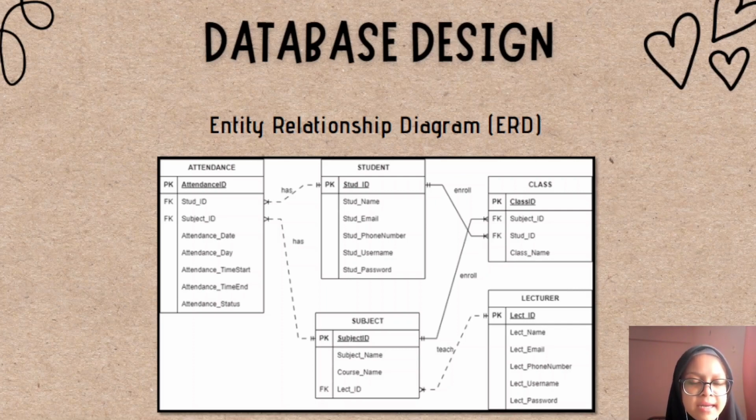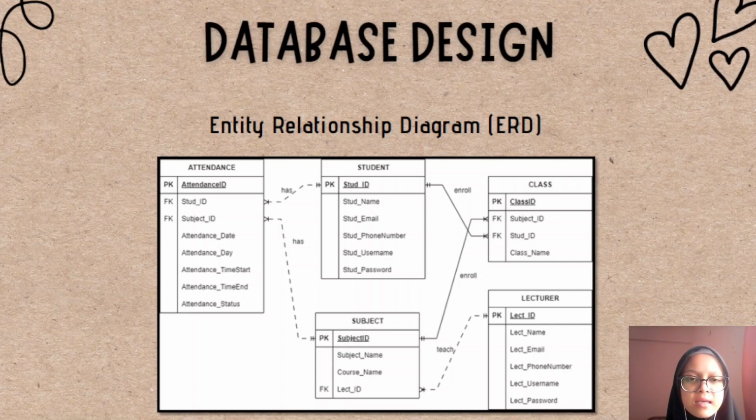For the attendance ID, it is a primary key, and for the student ID and subject ID, it is a foreign key. For the entity student, there are also a few attributes such as student ID, student name, student email, student phone number, student username, and also student password. For the student ID, it is a primary key.